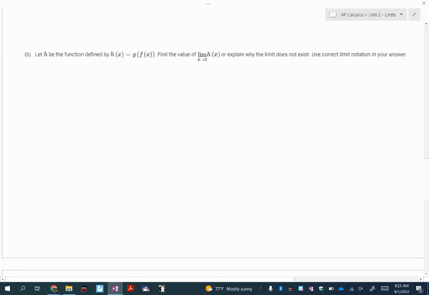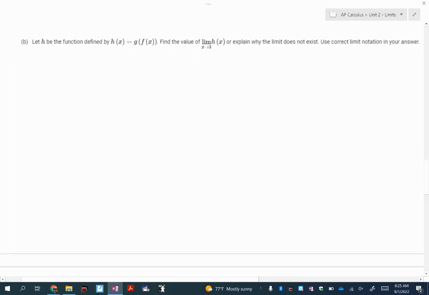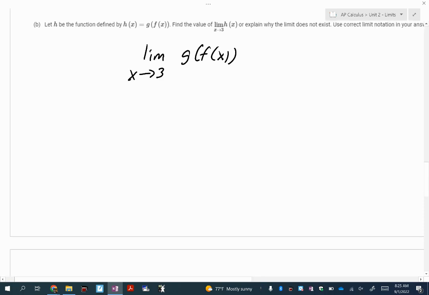Part B says we have a function h of x defined as g of f of x. So that's composition there. Find the value of the limit as x approaches 3 of h of x. So again, I could write it like this, and we talked about this in class, that if you have composition, you can actually do g of the limit as x approaches 3 of f of x, so find that, and then plug it into your g function.